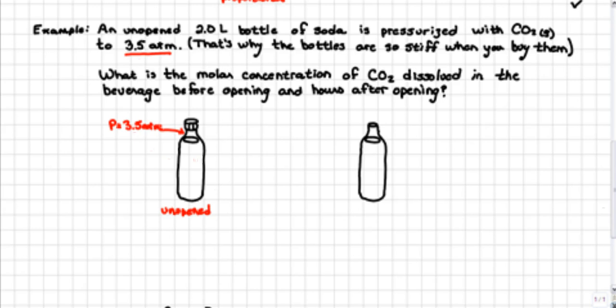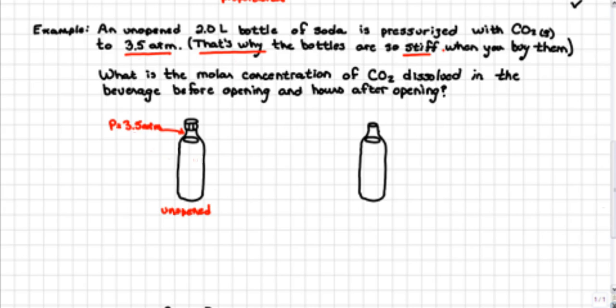And for that matter, it's a rather high pressure. Remember, atmospheric pressure is 1 atmosphere. We're talking about something 3.5 times larger than atmospheric pressure. And that, folks, is why the bottles are so stiff when you buy them in the store. If they were squishy, you'd know that somebody had let all of the carbon dioxide out, and I would recommend you leave that one on the shelf, or better yet, return it to the store owner, because it's obviously defective.